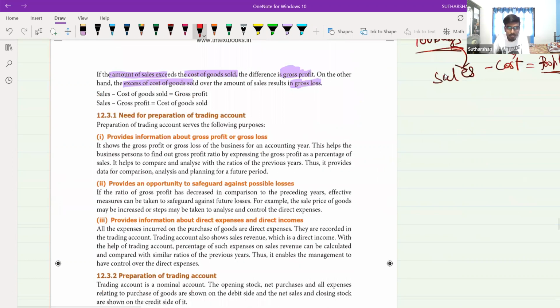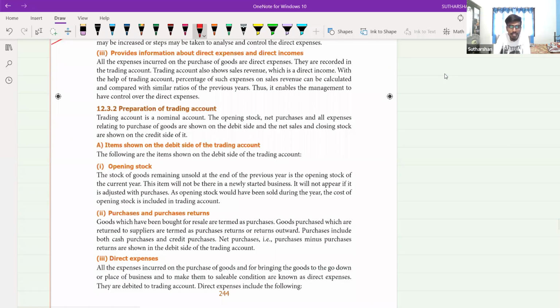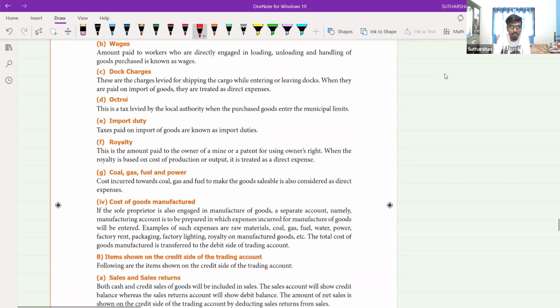Okay, now this is a simple thing. You can easily understand it. This is the need for preparation of a trading account. This is your one-time reading. OTR means one-time reading. You can easily understand why we are preparing a trading account. And for preparation of the trading account, we are not seeing this. Okay, we will directly move on.